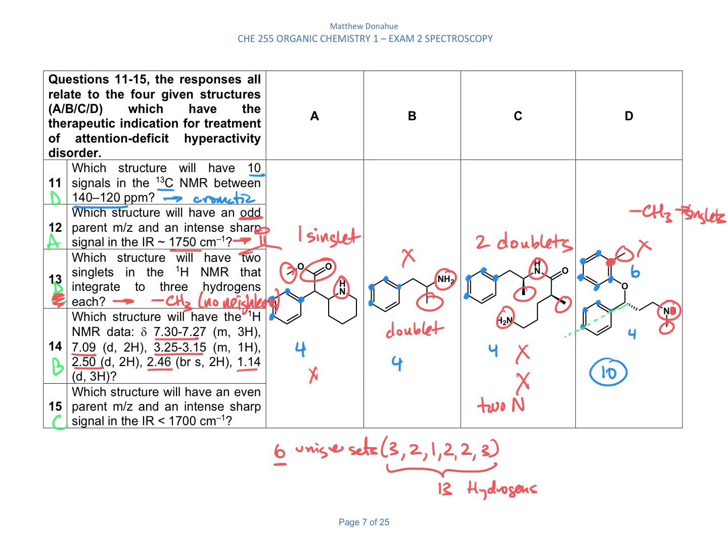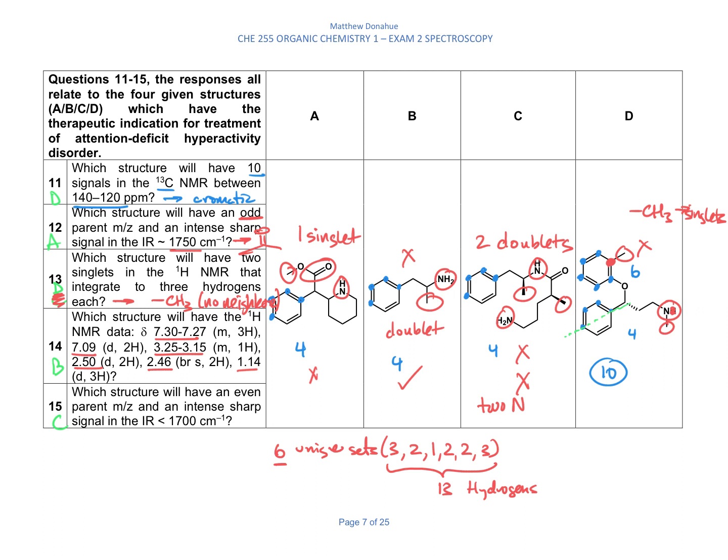We can go to B. 1, 2, 3, 4, 5, 6, 7, 8, 9, 10, 11, 12, 13. So this is a possibility. We already eliminated C. Let's just go ahead and look at D. 3, 4, 5, 6, 7, 8, 9, 10, 11, 12, 13, 14, 15, 16, 17, 18, 19, 20, 21. So that's out. So B is going to be the correct answer for this one.